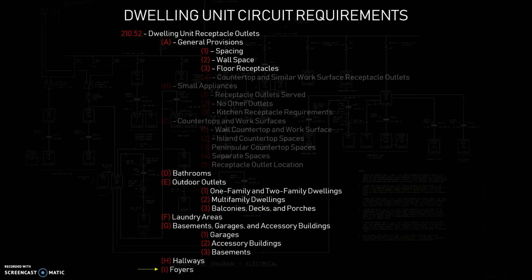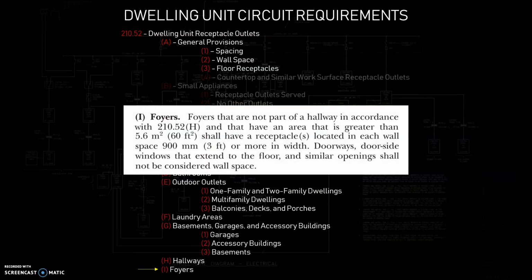So last but not least here, foyers. This gets pretty complicated. I don't put a lot of emphasis on this because it just doesn't seem to be one that comes up very often in the real world. But a foyer, your entryway that's not part of a hallway and has an area greater than 60 square feet, shall have a receptacle located in each wall space that is 3 foot or more in width. Doorways, door side windows that extend to the floor, and similar openings shall not be considered. So essentially, if you got a foyer, if any wall space is 3 foot or more, put a receptacle in there, right?